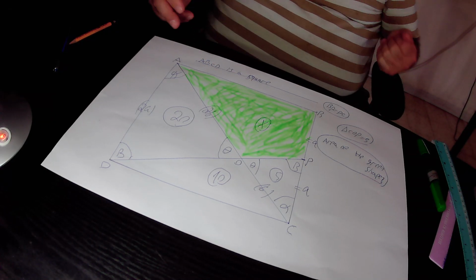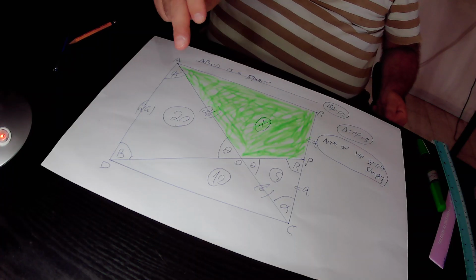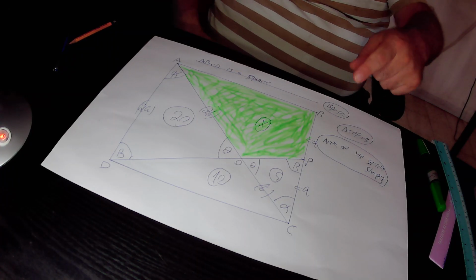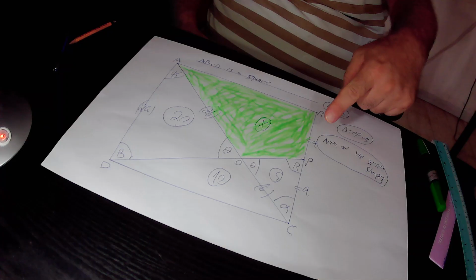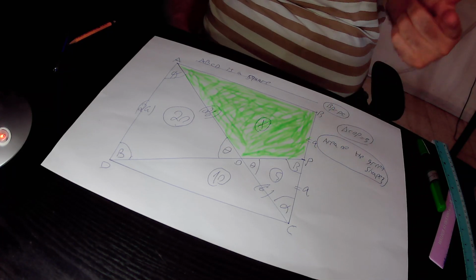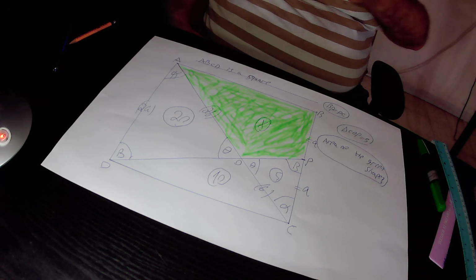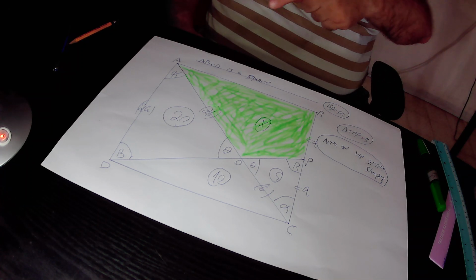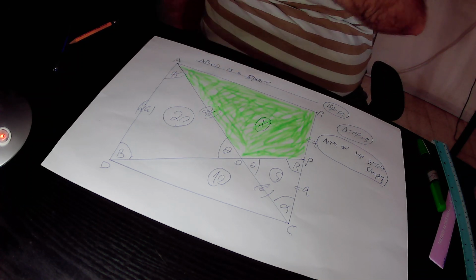Because ABCD is a square, and we define the length of BP as A and the length of PC as A, BC is 2A. Therefore, we know that all the sides of a square are equal to each other. Therefore, AD must also be equal to 2A.